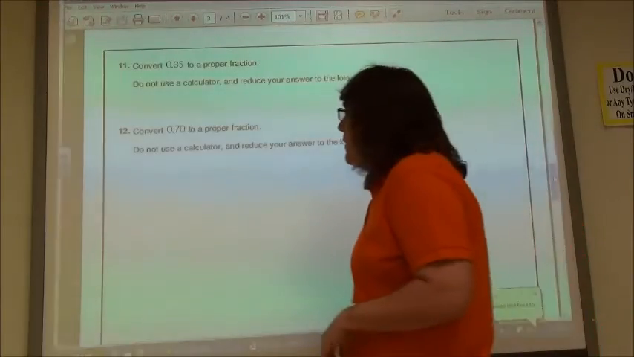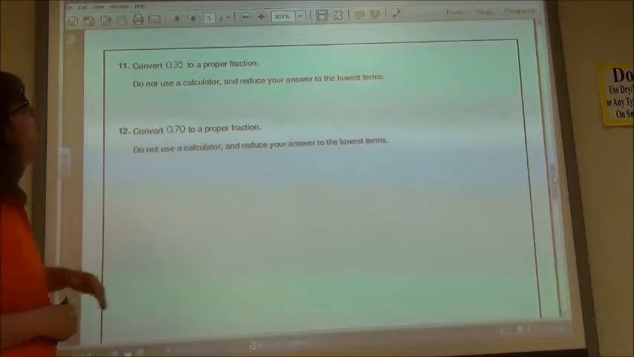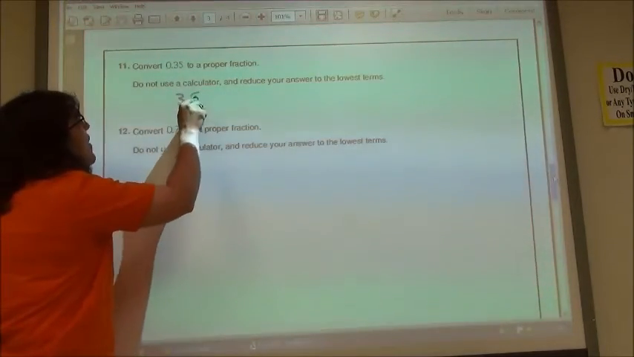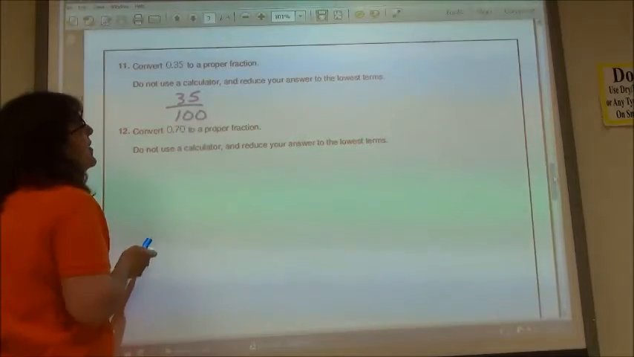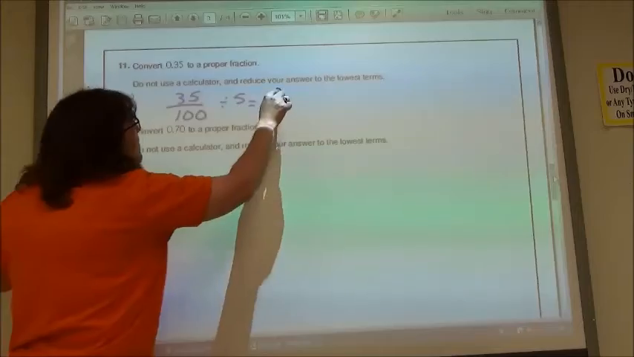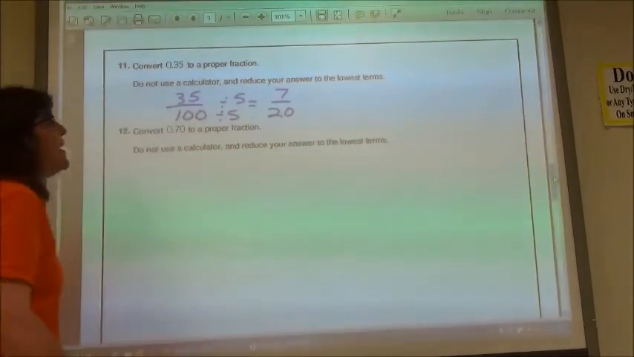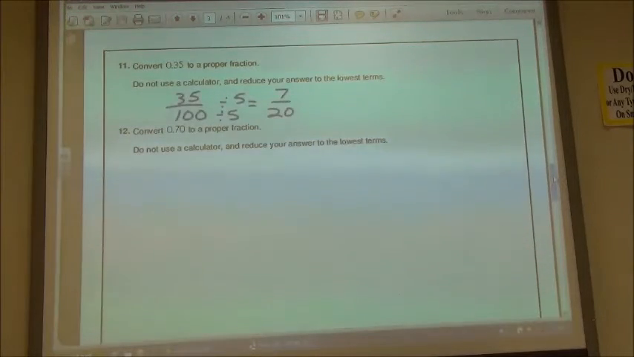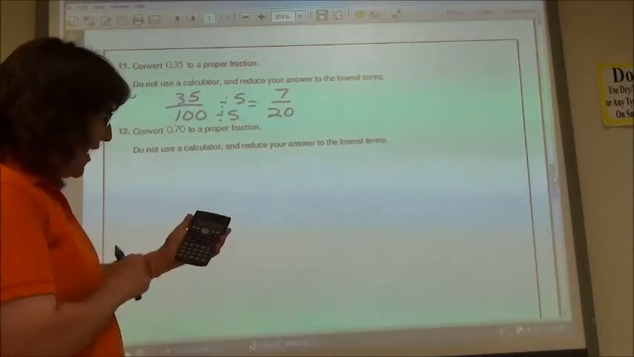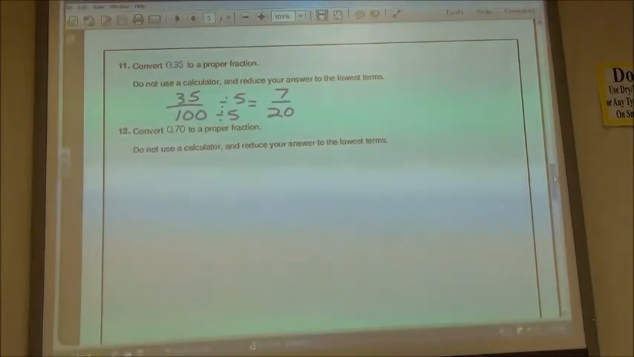So the next one, and these didn't show me very much variation again, I want to convert to a proper fraction. This is 35 hundredths again. So I put 35 over 100. I then go ahead and reduce. I can divide by 5. 35 divided by 5 is 7. 100 divided by 5 is 20. So 7/20. So again on my calculator, 0.35, hit equals, Shift and the fraction button, 7/20 is what we should come up with.